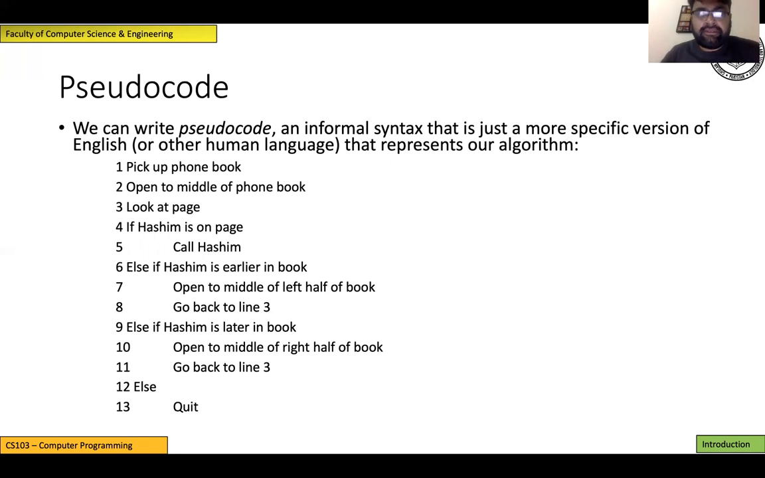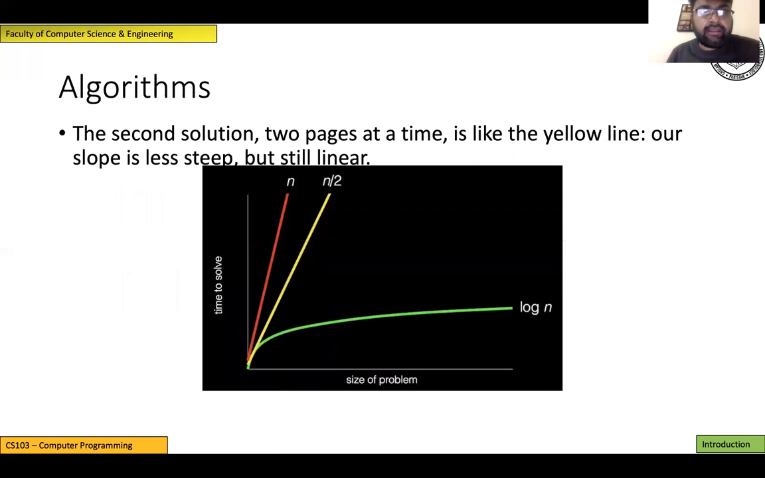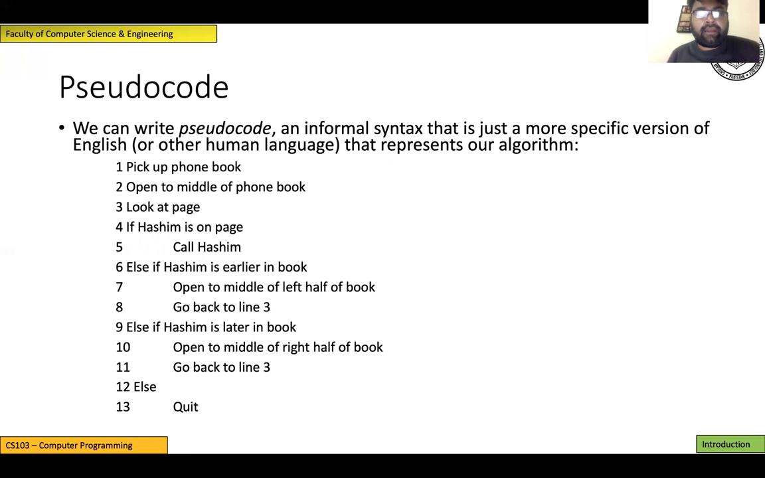What is our pseudocode? Well, the pseudocode for the problem that we mentioned in this algorithm is that we pick up the phone book, we open the middle of the phone book, and we look at the page. If Hashim is on this page, we just need to call Hashim and we are done, right? Otherwise, if Hashim is not on the page, then check where Hashim is. If Hashim is earlier in the book, then open to the middle of the left half, and then go back to line 3 and continue.